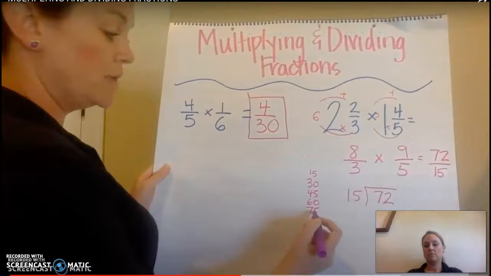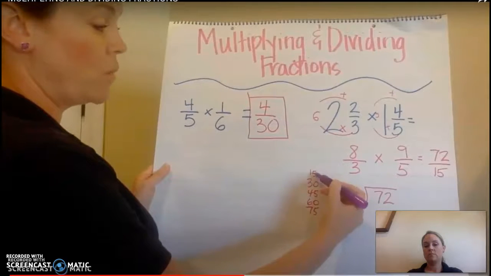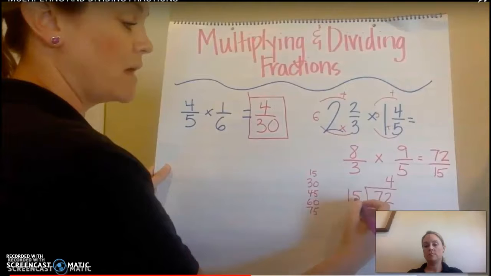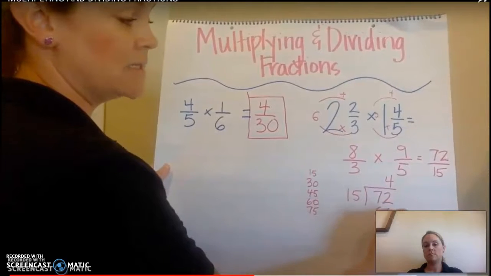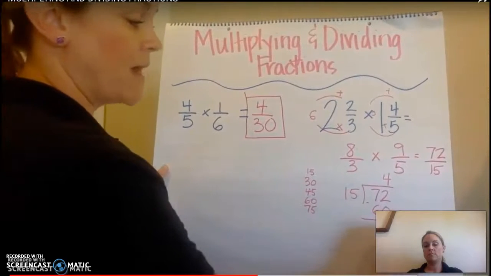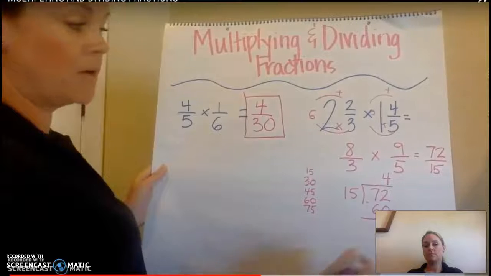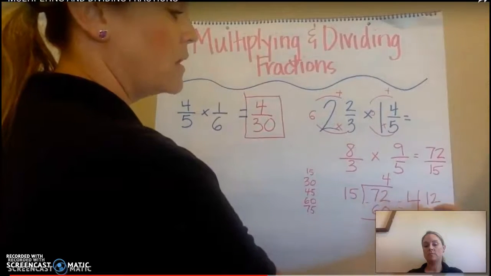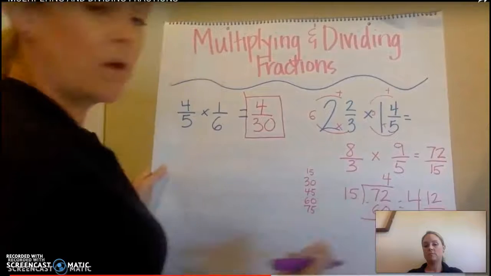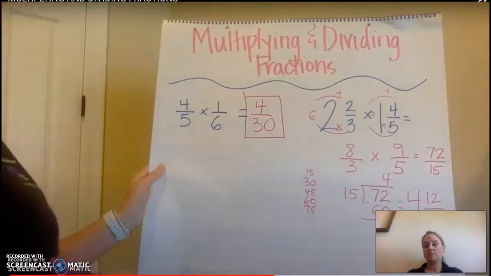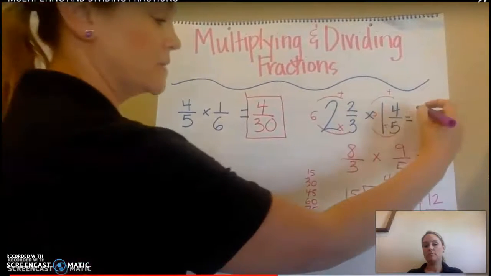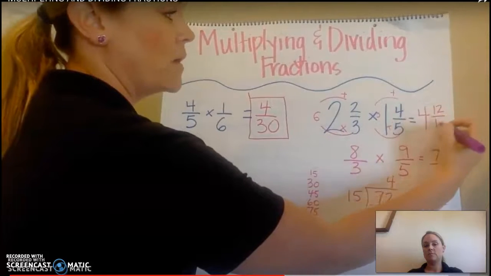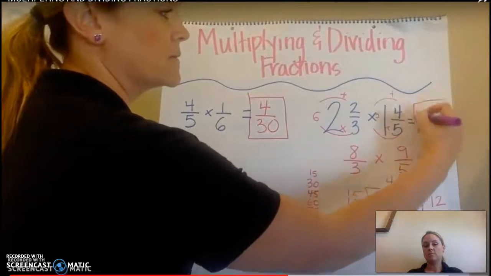I can't quite go to 75, so it can go in 1, 2, 3, 4 whole times. 4 times 15 is 60, and I'm going to subtract to get a leftover amount of 12. This gives me 4 wholes and 12/15 left over. So here is my answer for this problem. 4 wholes and 12/15.